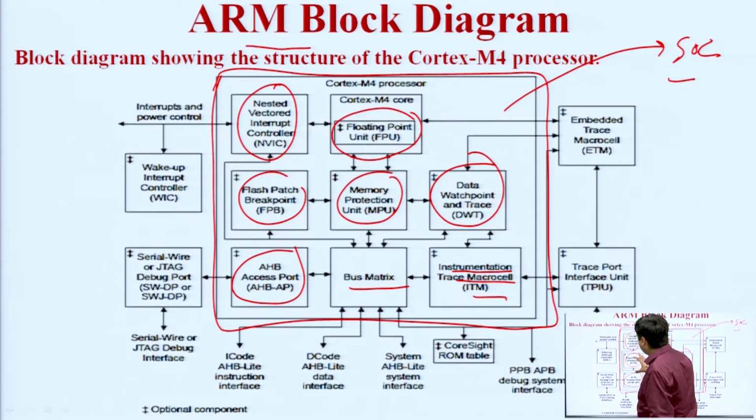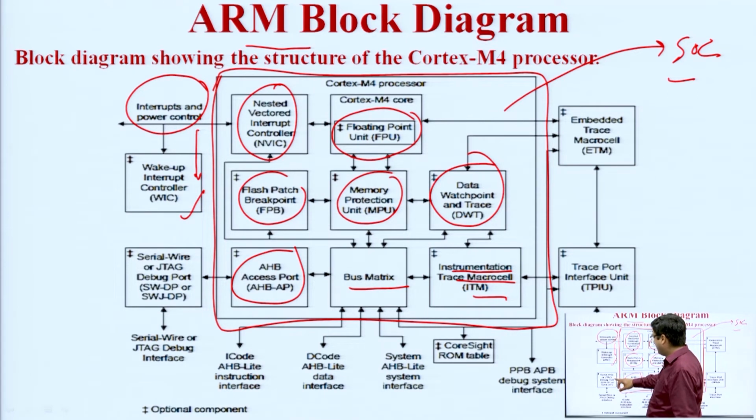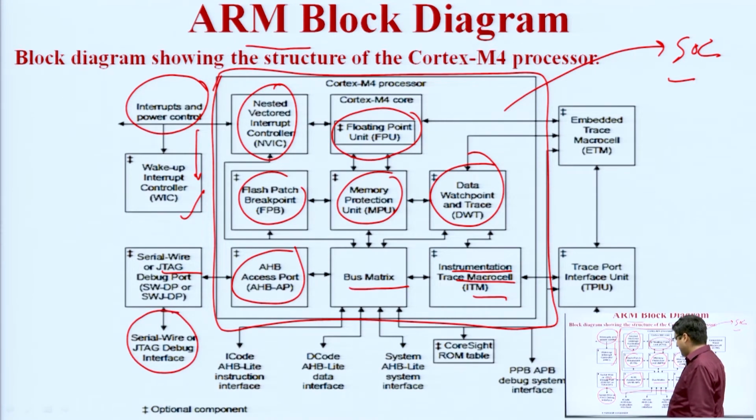In addition to the integrated internal units, there are some external units connected to this processor, like the interrupt and power control unit, that is the wake-up interrupt controller unit. It has a JTAG interface for debugging operations; JTAG means Joint Test Action Group. It is basically a hardware and serial protocol, connected externally to the ARM processor. It has an I-code instruction interface, a data interface unit, a system interface unit, a trace port interface unit, and an embedded trace macrocell unit. So there are some internal and external units available in the ARM block diagram.